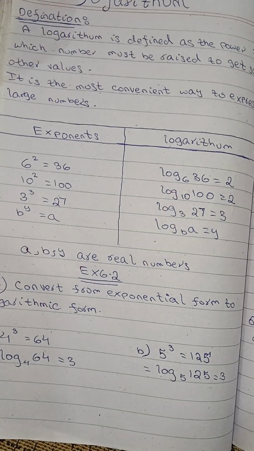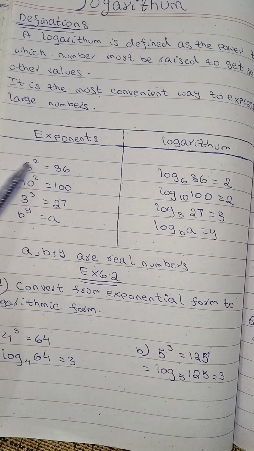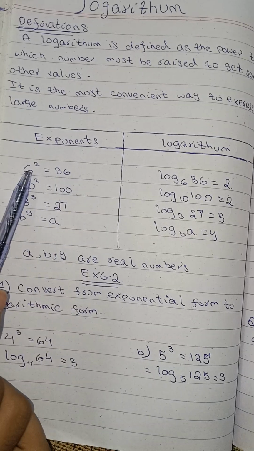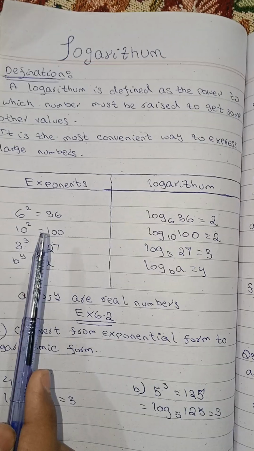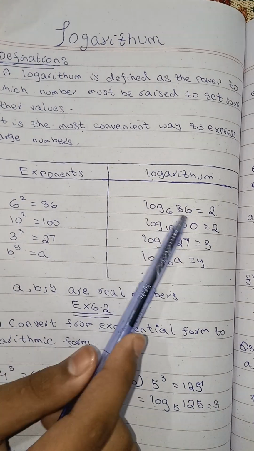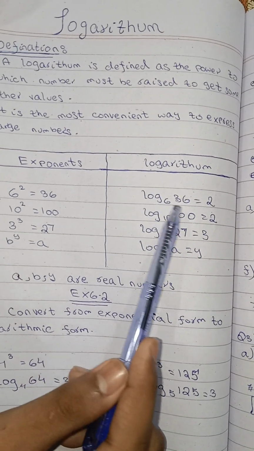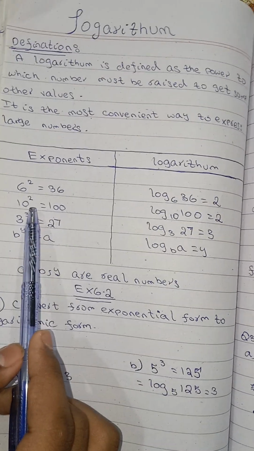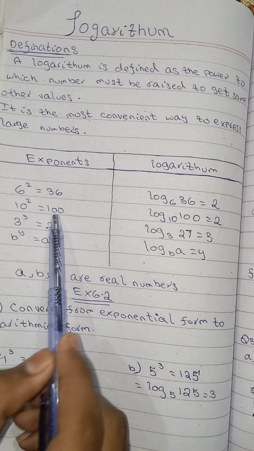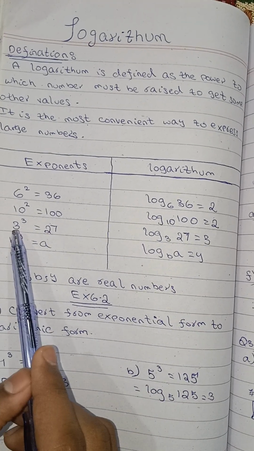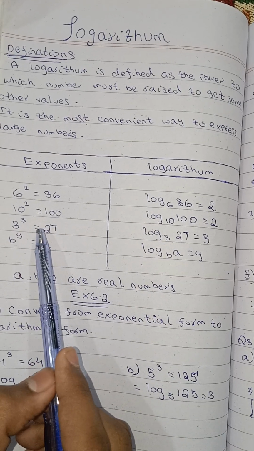So we can write it in logarithm form as log 6 36 equal to 2, meaning that the base will be 6, and the number which is written after the equal to is 2. The power will be written separately. So log 6 36 equal to 2, and the same goes for 10 square equal to 100, so log 10 100 equal to 2. Same goes for 3 cube equal to 27, so log 3 27 equal to 3.